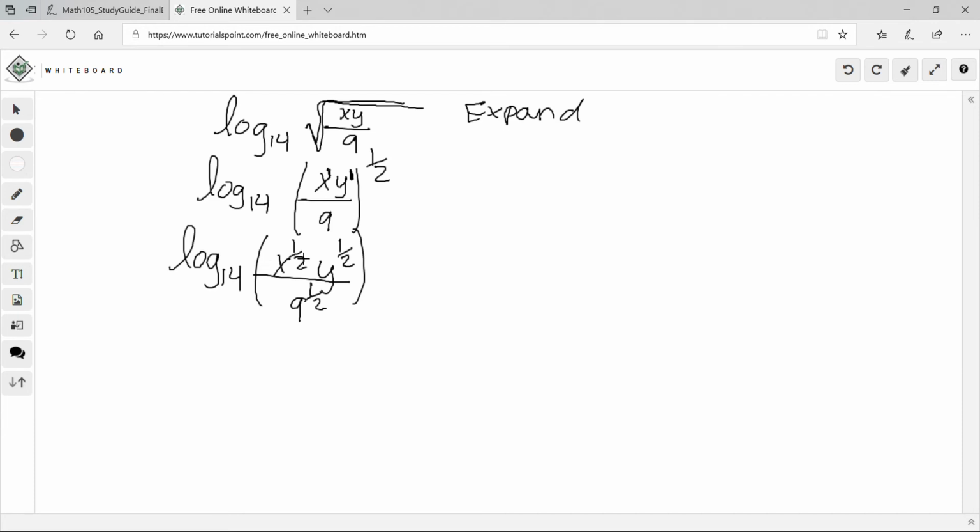So we have two parts. We have an exponent part, and then we have a multiplication, and then we have a division. So let's simplify this part.